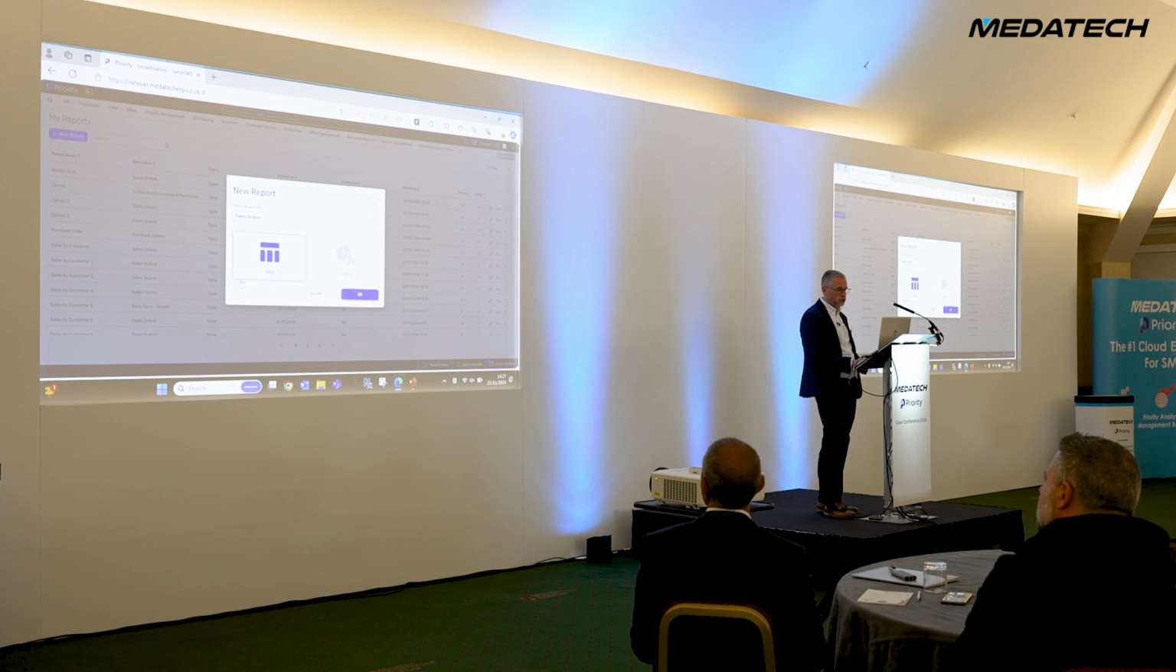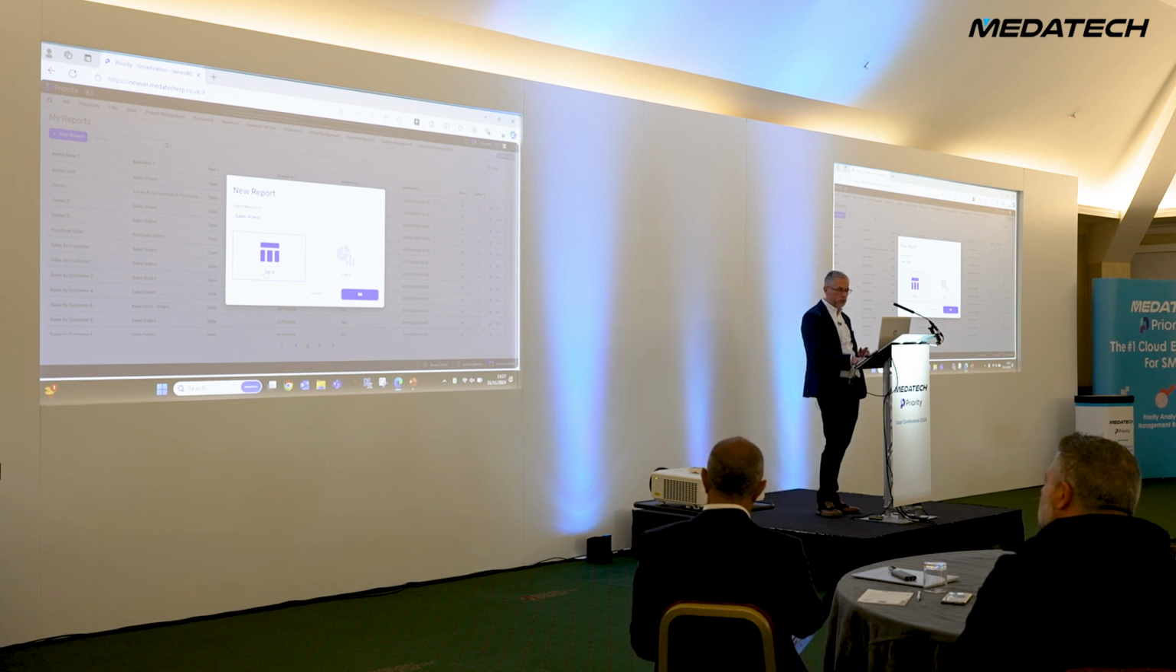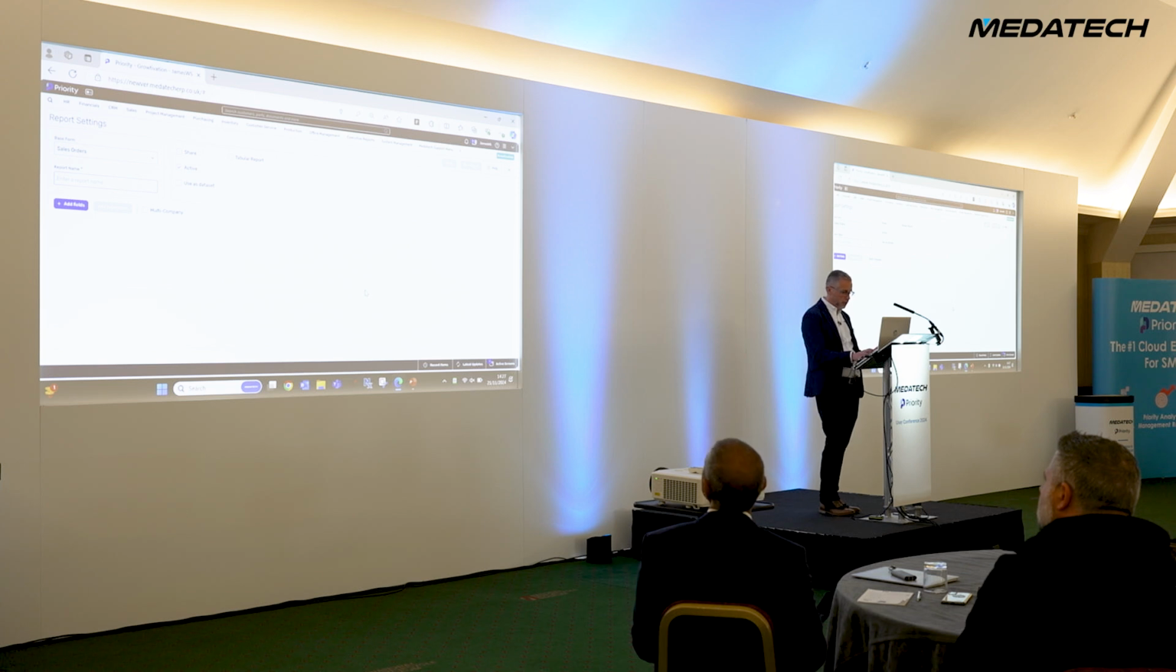So just going to go into the sales orders, and then as you can see, what's changed in 24.1, we have a table option and a chart option. So I'm going to click on the table option because we're creating a report and we need to give it a name.